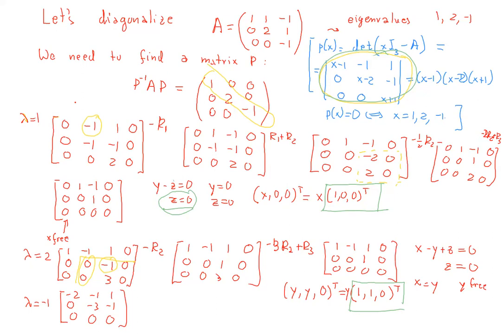Let's see. Negative 2, negative 1, 1, negative 3, negative 1, 0, 0, 0, 0, 0, 0, 0.